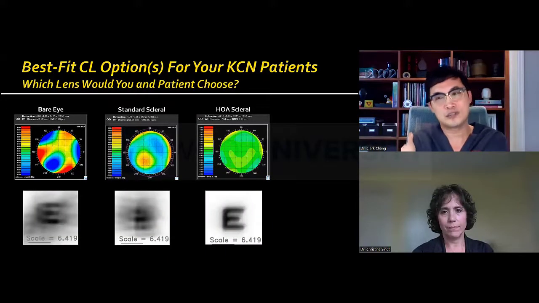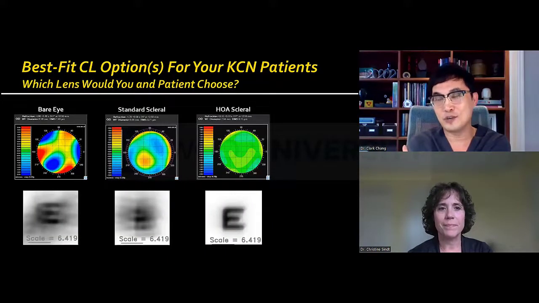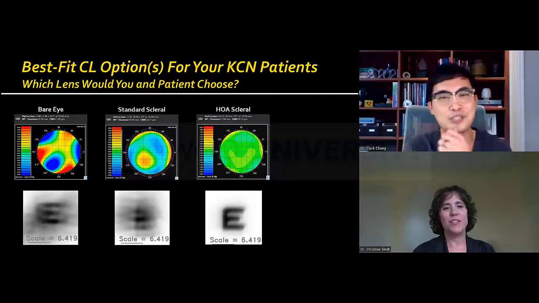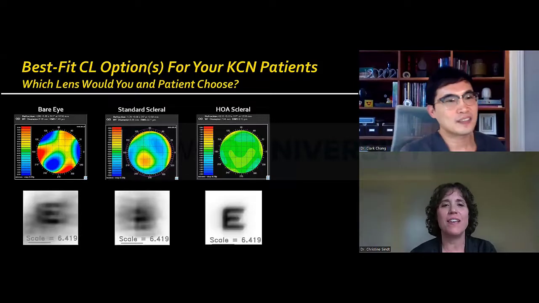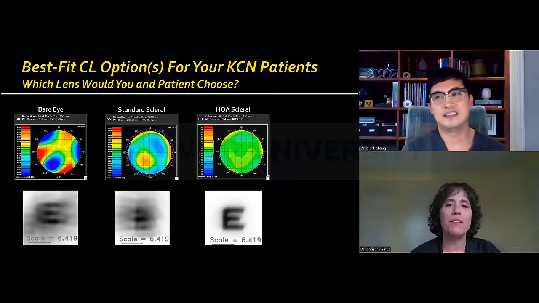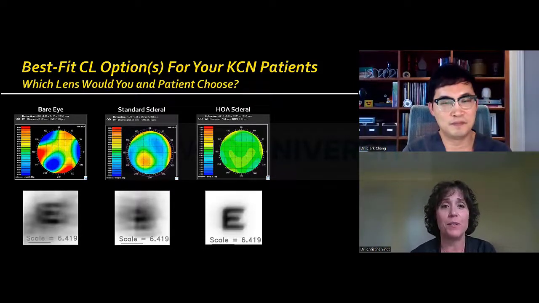And this case is really interesting. Can I have you comment on this to close out that case of seeing which lens people will pick? Sure. So this is a case actually that's near and dear to my heart. This is my son who has keratoconus as well.